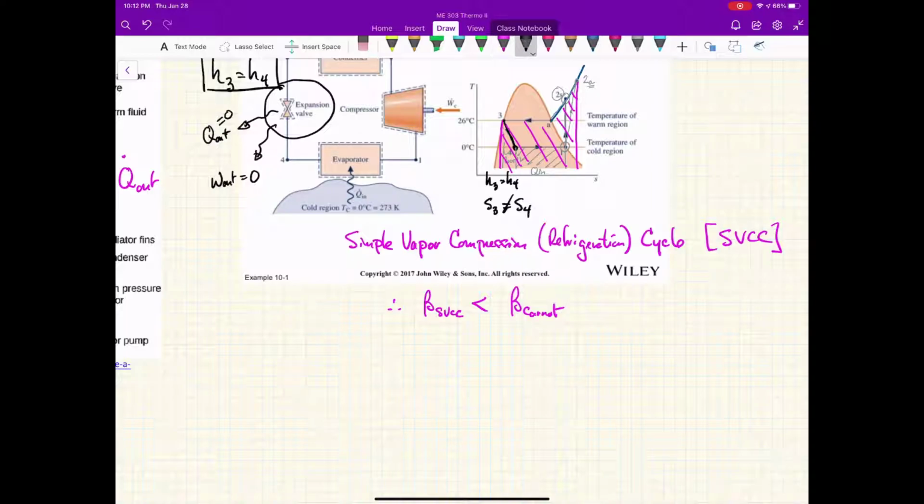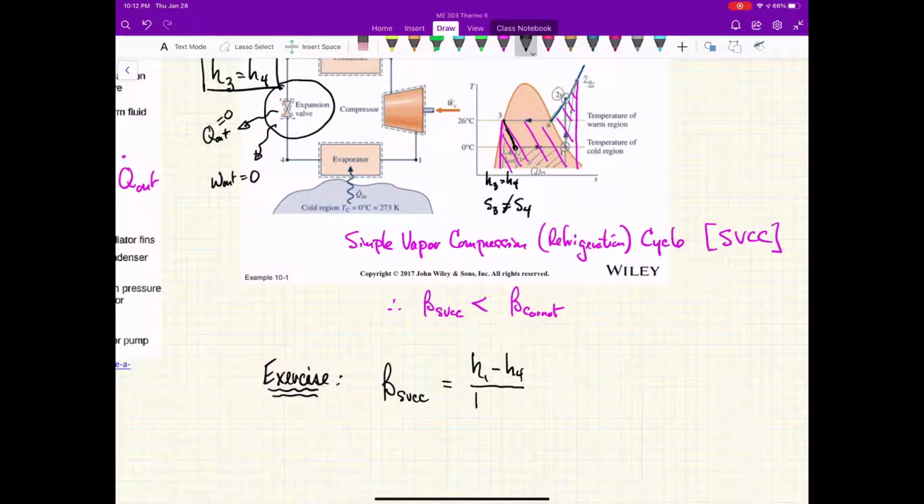And I'll leave it as an exercise, not too tough. You guys, Cal Poly material exercise. I don't want to insult you by deriving everything from scratch for you. Show that beta for the SVCC is equal to H1 minus H4 divided by H2 minus H1. And what I'm saying is that that is less than Tc divided by T sub H minus T sub C.